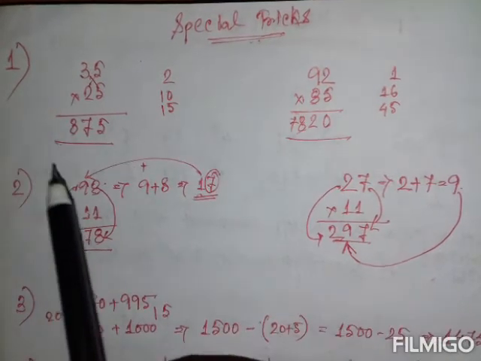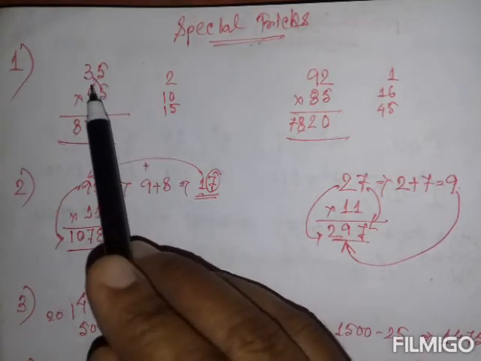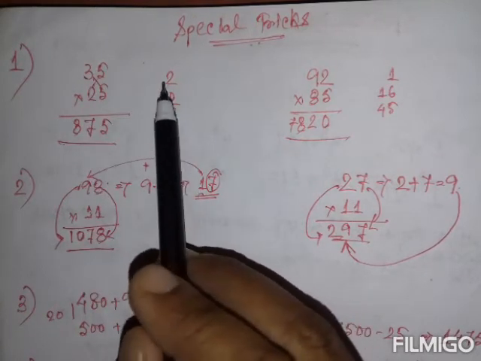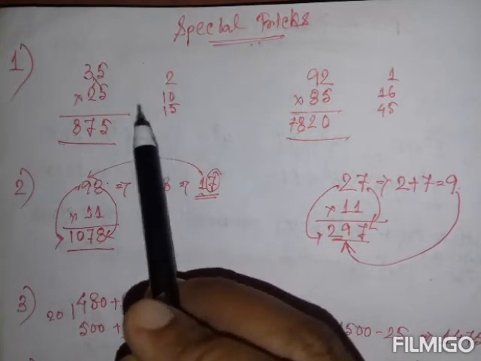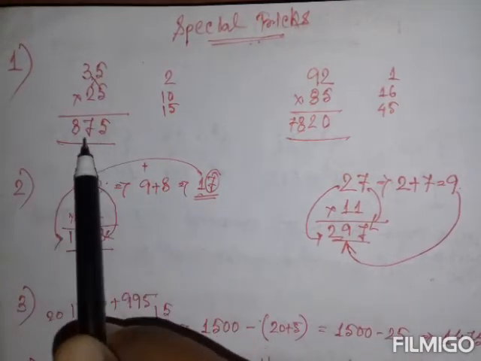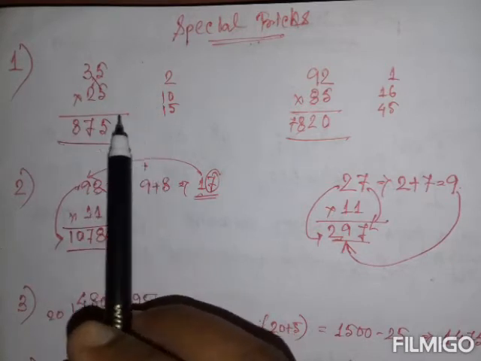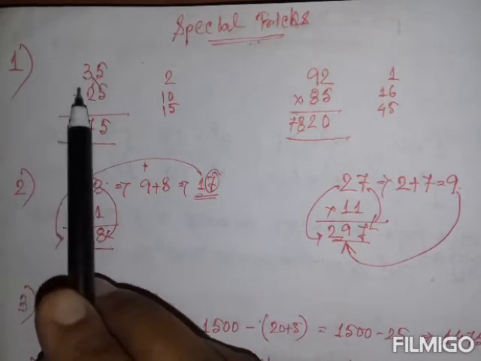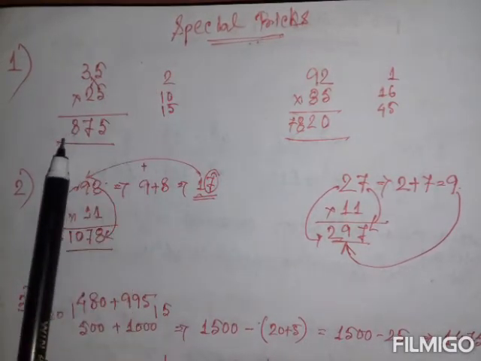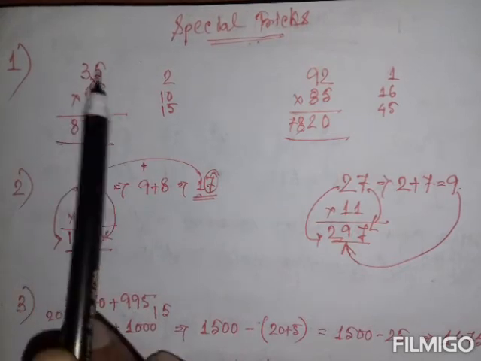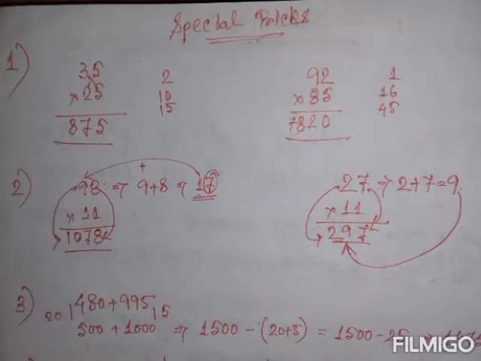Next, cross multiplication means 3 into 5 is 15 and 2 into 5 is 10, and add these two. Now the sum of 15, 10 and 2 is 27. Now we can write 7 here and 2 in our hand, and now 3 into 2, 3 2s are 6, and add these 2, is equal to 8. So the multiplication of 35 and 25 is equal to 875.